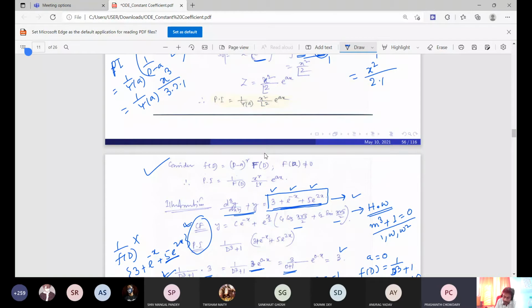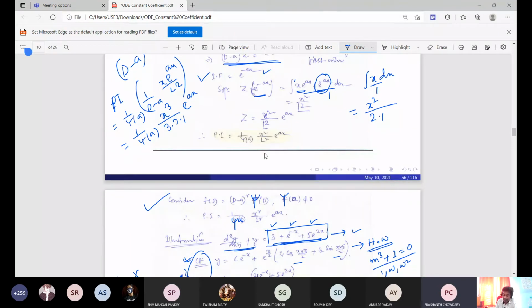Here it should be psi d. Actually fd or psi d, whatever you wish. I have used the notation psi d, so better to make it psi d. So it will be 1 by psi a, x to the power r by factorial r, e to the power ax. Just see here, you have a new factor, that is x to the power r by factorial r.